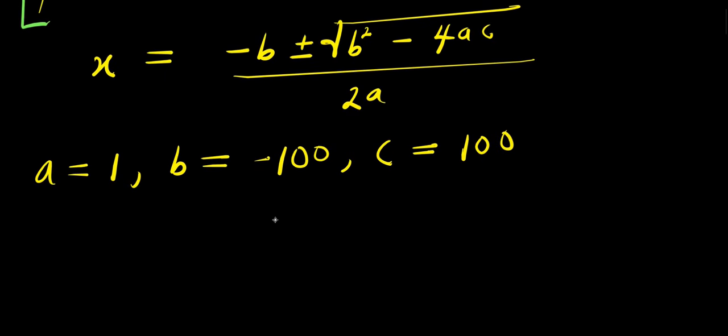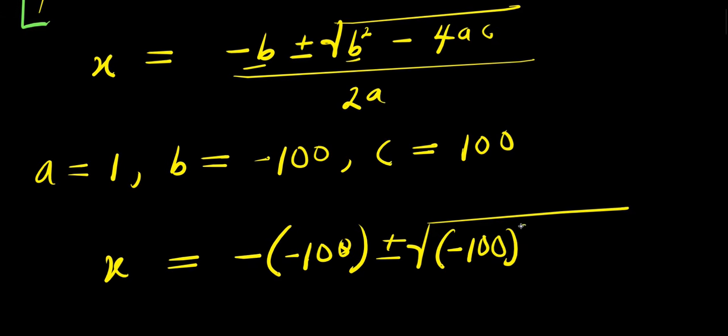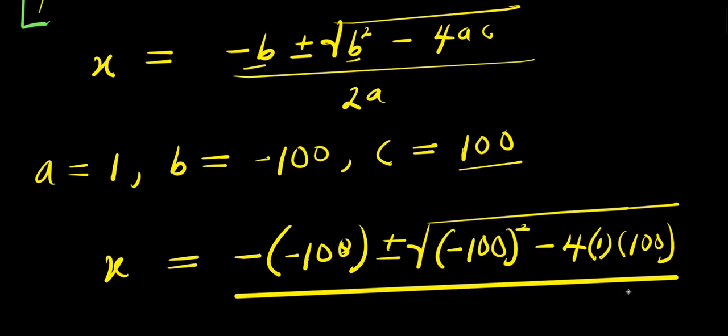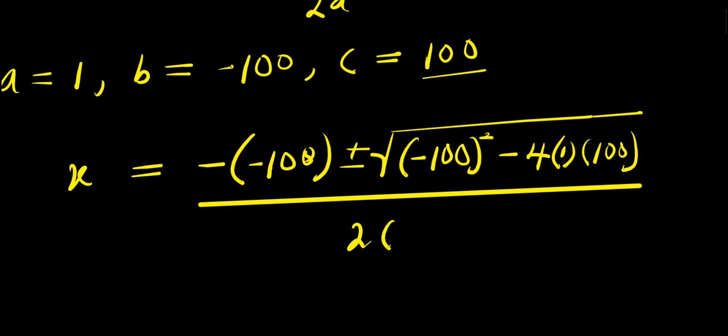So we insert everything right here. We have x equals -b. We have b is -100, plus or minus square root of this is b squared. We have -100 power 2 minus 4 times a is 1 times c is 100. And this is divided by 2 times a. And our a is 1, so we have 2 times 1.